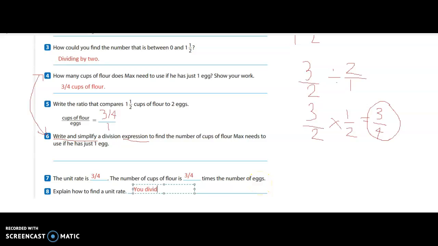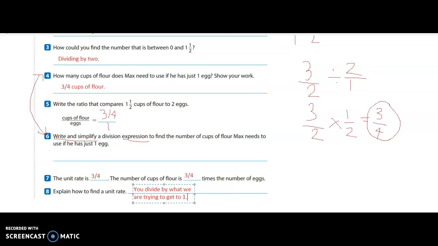So to find the unit rate, you divide, and that is our operation. So explain how to find the unit rate. We divide. We divide by whatever we have 1 of. Okay, so we divide by whatever we're trying to get to 1. So if I only have 1 egg, I'm going to divide by the amount of eggs.